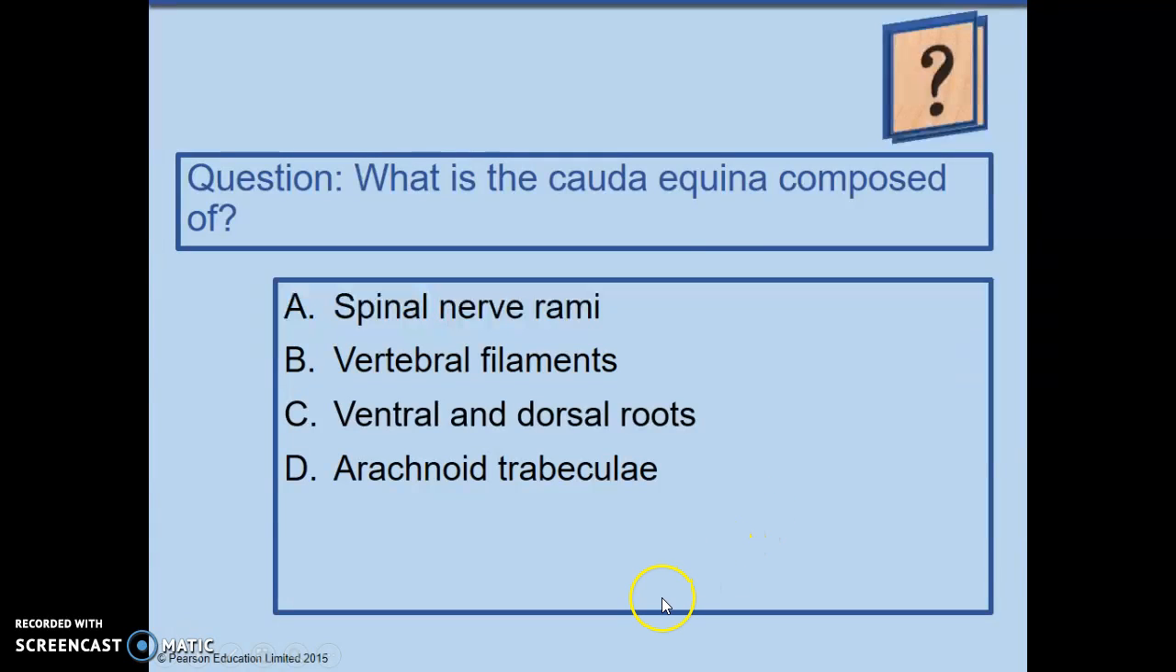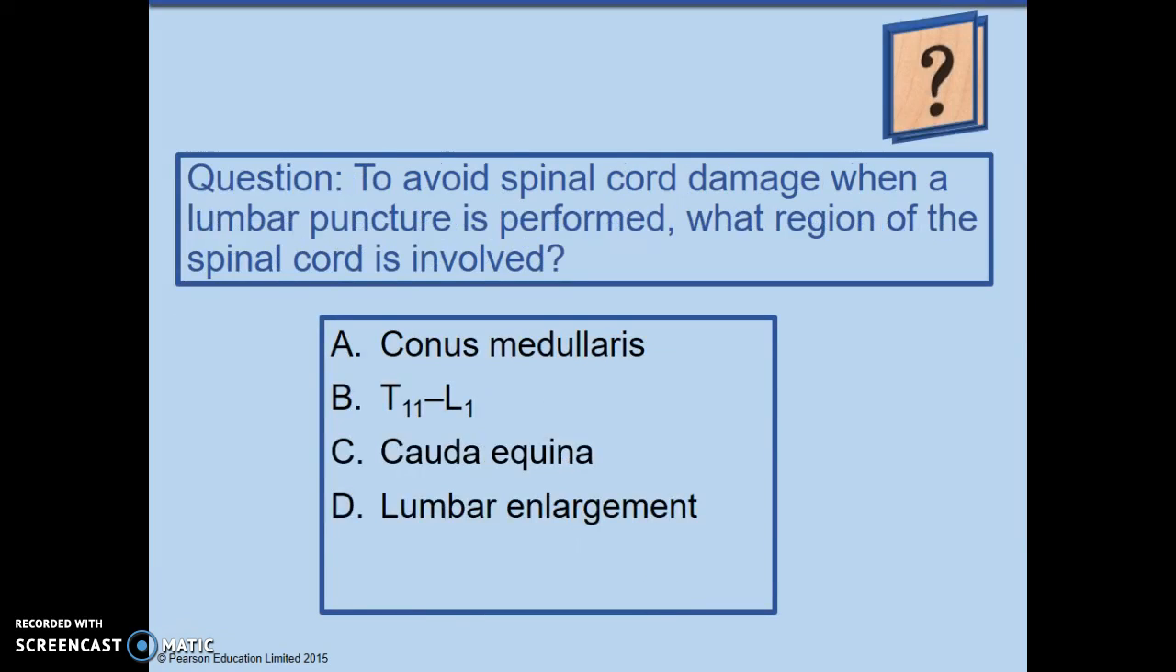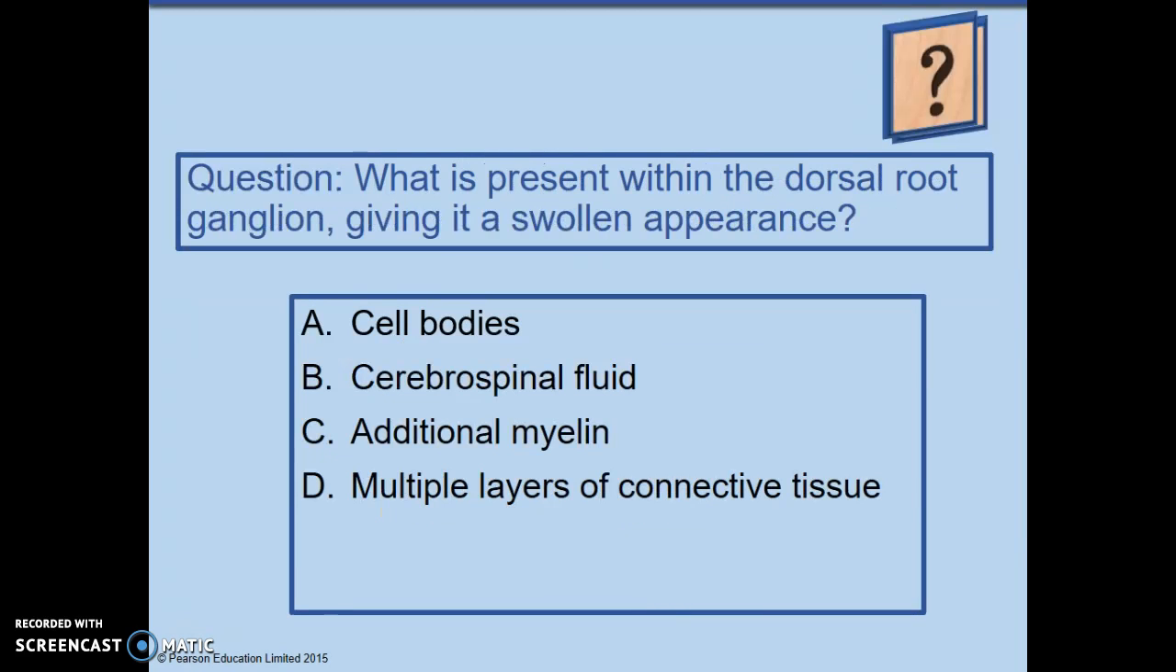What is the cauda equina composed of? Ventral and dorsal roots. Which region of the spinal cord has more spinal nerve pairs than the corresponding number of vertebrae? Cervical. To avoid spinal cord damage when a lumbar puncture is performed, what region of the spinal cord is involved? Cauda equina. What is present within the dorsal root ganglion, giving it a swollen appearance? Cell bodies.